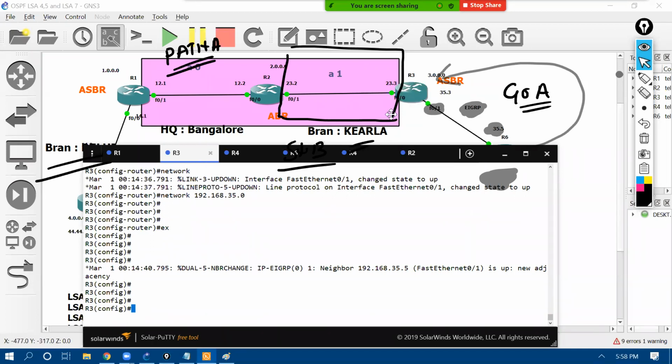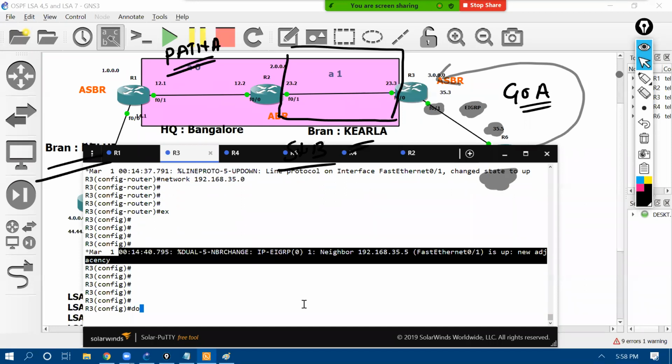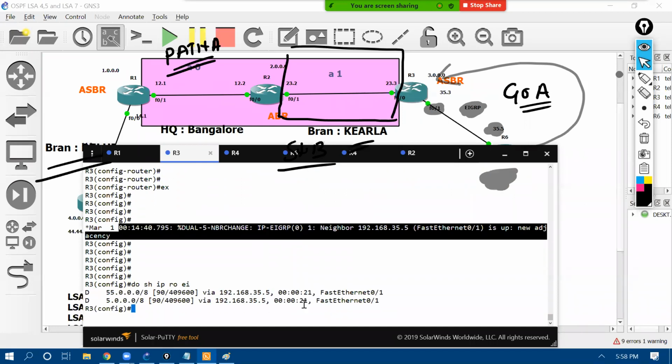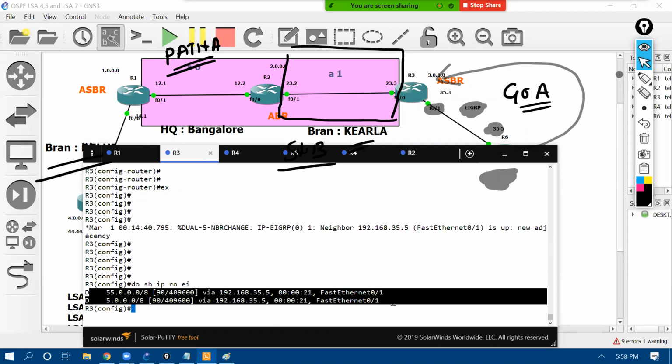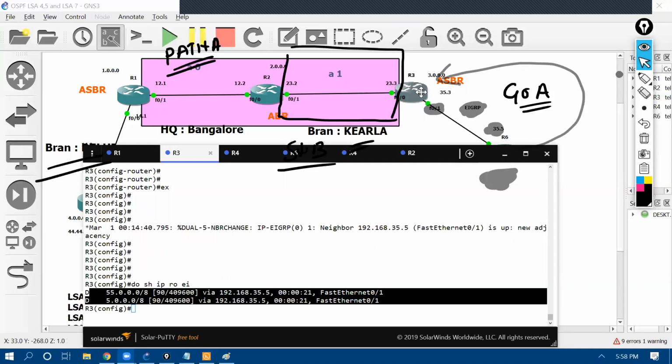Now what happened on R3? Have a look over there. We have all information in R3. Now do one thing, do show IP route EIGRP. I got all information, right? Now what is R3 going to do, try to understand this thing. It's very, very important and it's a little bit logical. If you have a question, you can interrupt me at the same time, because this is the part that you have to understand over there.